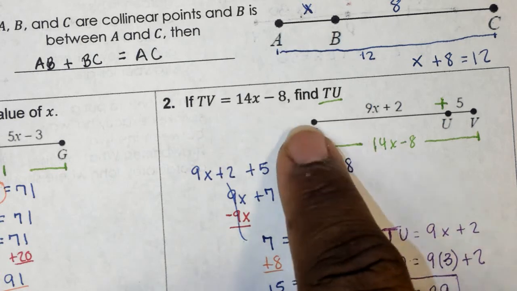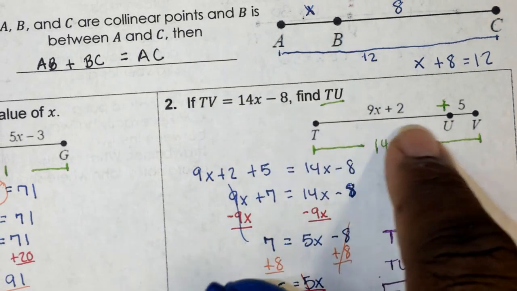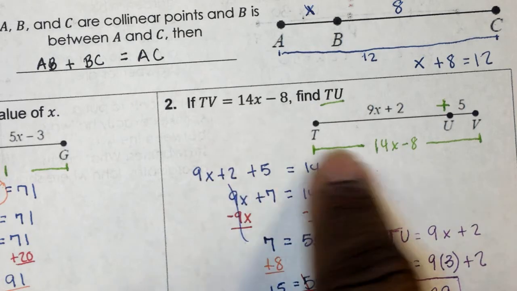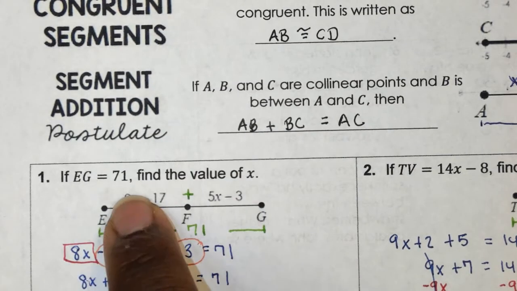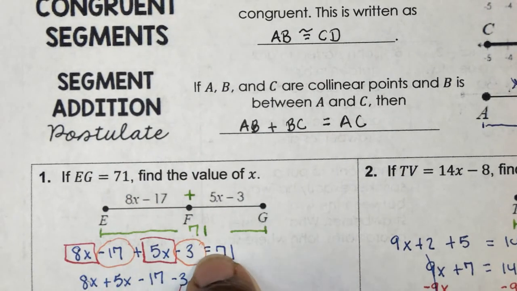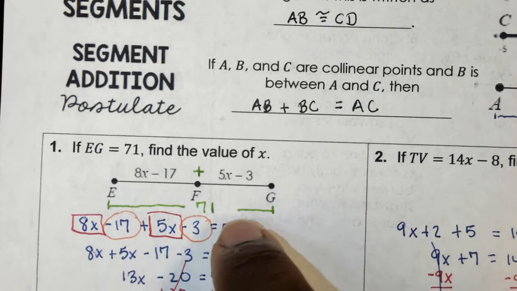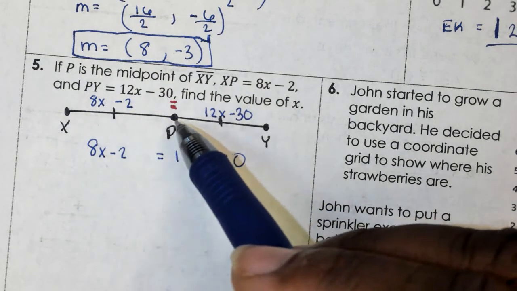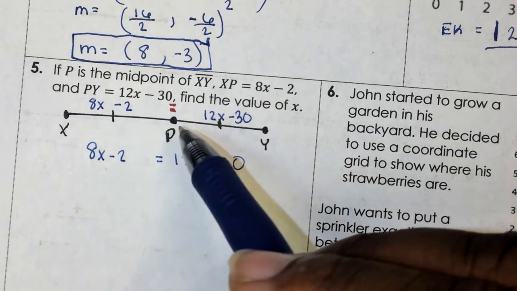So on this one, I needed to know all three pieces. I need to know this part, and the whole thing. And then I set the equation to solve. Same thing on this one. I did part plus part equals the whole. But what I'm telling you about midpoint is, looking at the one we're doing on the back, we don't need to know what the whole is, because we know this part is equal to this part. Why? Because P is the midpoint.